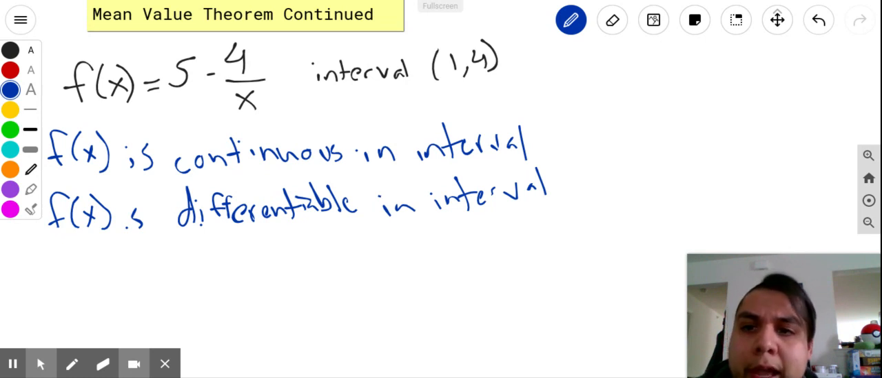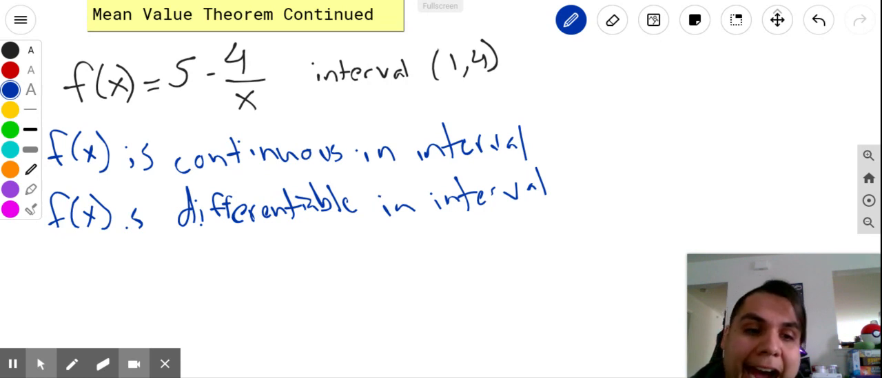So in the black, we have f of x is equal to 5 minus 4 over x in the interval from 1 to 4. Notice that it's an open interval because they have the parentheses. In order to use the mean value theorem, we have to check just two things. Is it continuous in the interval? And is it differentiable in the interval?